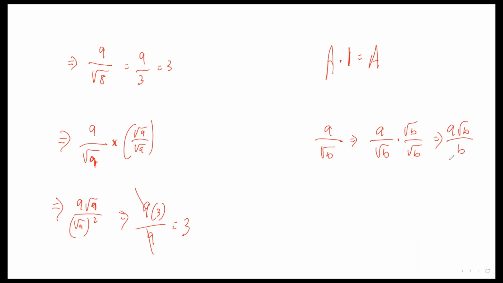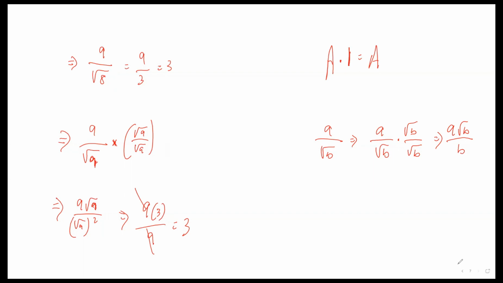Now, when you have the radical at the bottom, this rule only applies when there's only one radical at the bottom. Something you can have more than one term at the bottom, right? So when you have more than one term, you'd have to do something else, which is basically the same thing, but a variation of it.